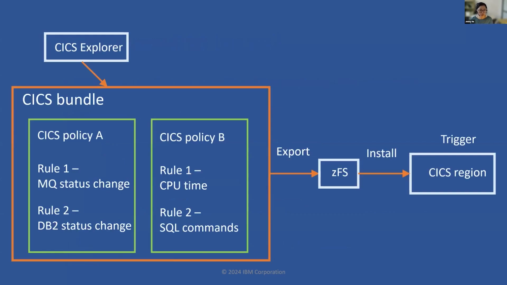So looking at the definition of CICS policy, as you can tell, it's quite similar to the event. We need CICS Explorer as a tool to define those policies, and a policy needs to be within a CICS bundle. Within a bundle, you can have a number of different resources, can be different policies, and each policy can have a number of rules as well. There is no limit on how many rules you can put into a policy. You can decide purely on how you would like to organize for your organization. Once you define that, again, we export to zFS and install to the CICS region, and CICS will then wait, monitor and trigger it.